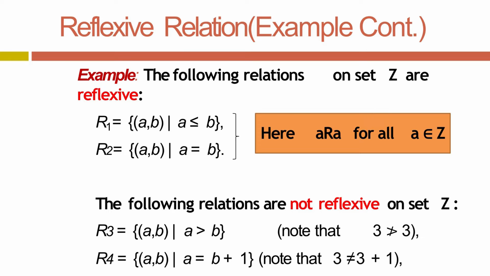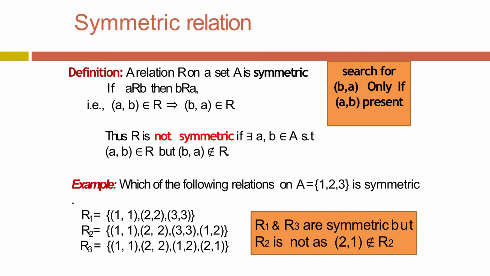So, next is symmetric relation. What is a symmetric relation? A relation R on a set A is said to be symmetric if a related to b, then b related to a. That means, if ordered pair (a,b) belongs to R, then (b,a) belongs to R. That means, if (a,b) is present in the relation, we will search for (b,a). If (a,b) is not present, then we will not search for (b,a).